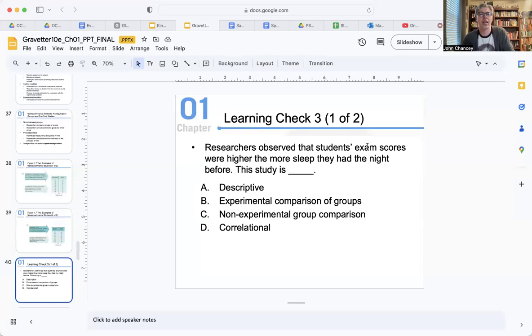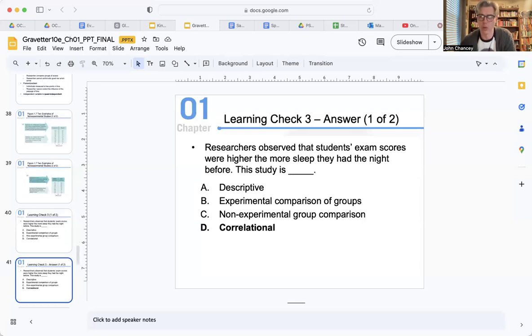Okay, here's another learning check. Researchers observed that students' exam scores were higher with more sleep than they had the night before. This study is A, descriptive, B, experimental comparison of groups, C, non-experimental group comparison, or D, correlational. Go ahead and pause here, check your comprehension.